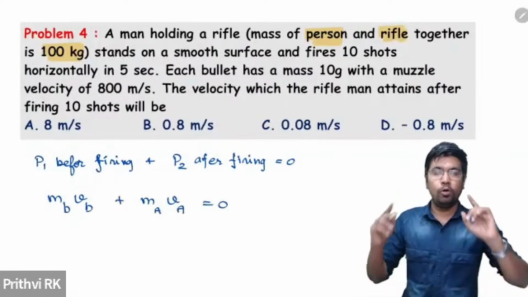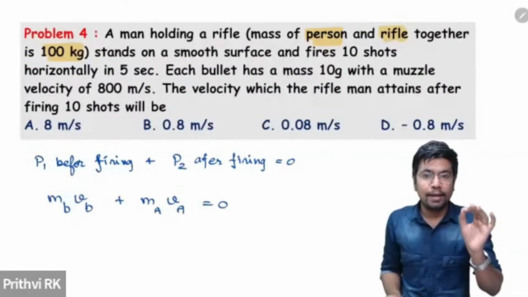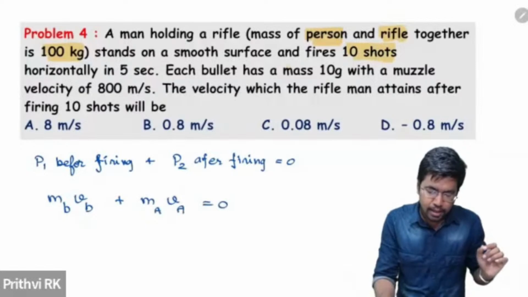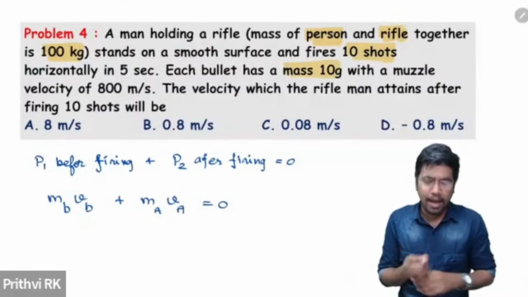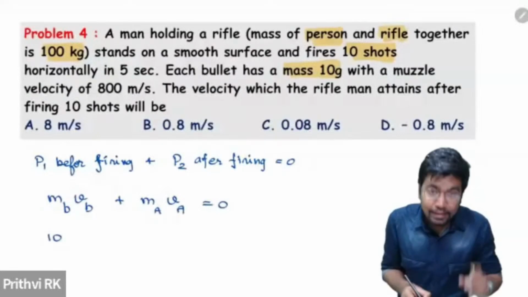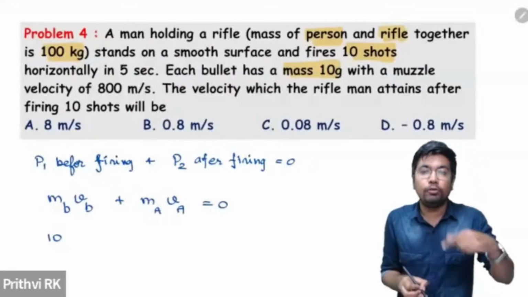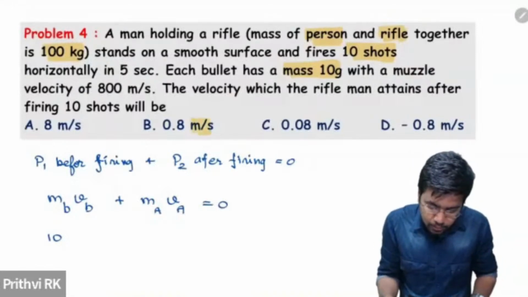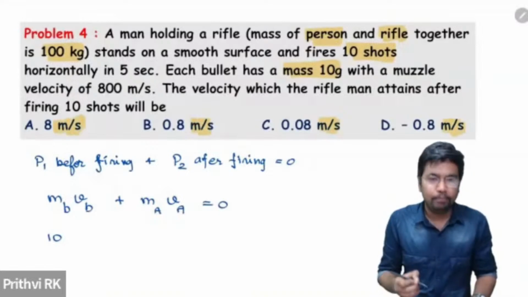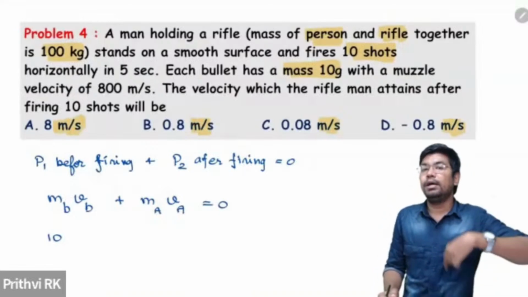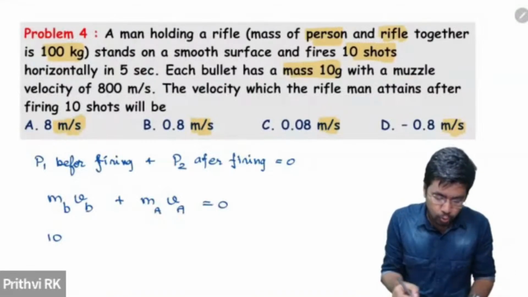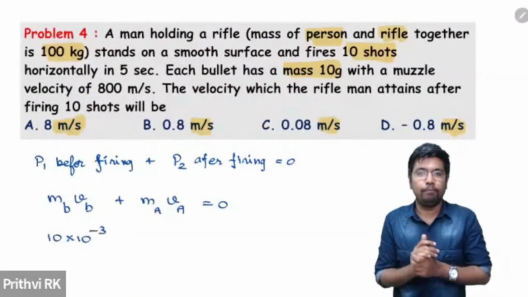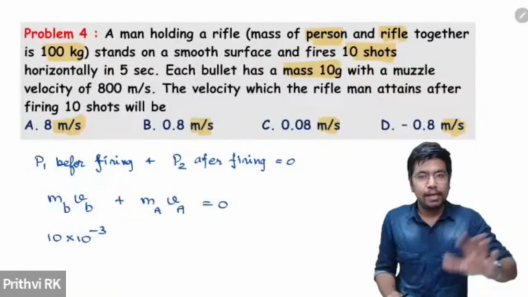So first scenario, before firing: what is the mass of the bullet and how many times does he fire? He's firing 10 shots and the mass of each bullet is 10 gram. So gram now you have to convert into kilogram. Sir, but why should I convert? Because the options are in meter per second. They are in SI unit. If the option is in SI unit, you have to convert it into SI unit. So, sir, what should I do to convert? Simple. You have to multiply it by 10 power minus 3. 10 into 10 power minus 3 in place of mass.